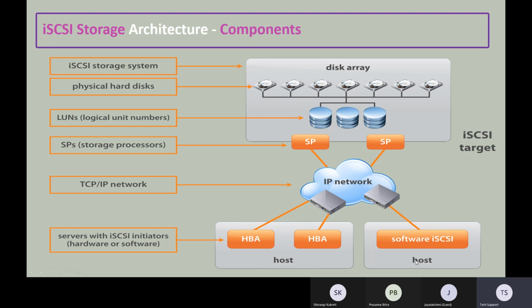And here the host is connected using software iSCSI. It's connected to the switch. From the switch, it starts accessing the storage box. So the point here I mentioned is servers with iSCSI initiators, hardware or software. You can use either a hardware HBA card or a software HBA. We call this an iSCSI initiator. Okay, this is the initiator.